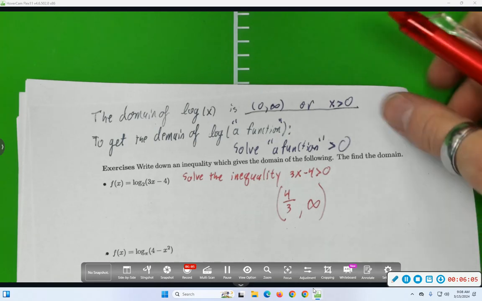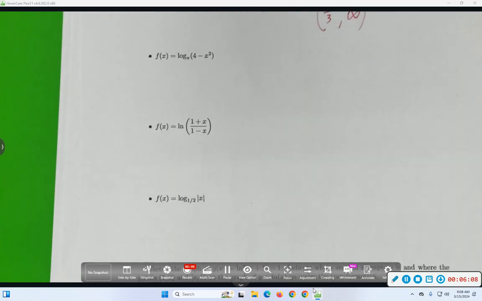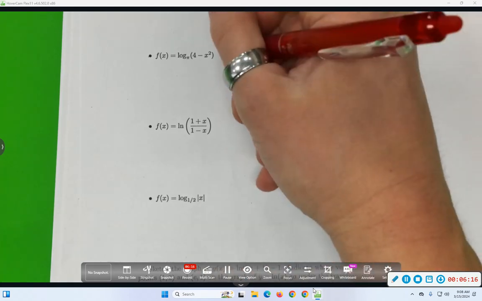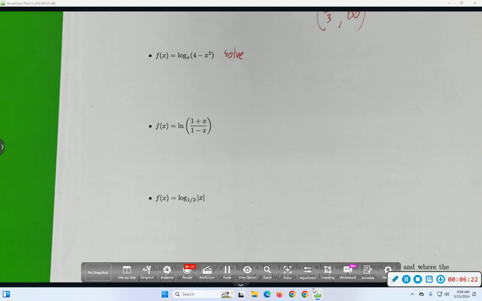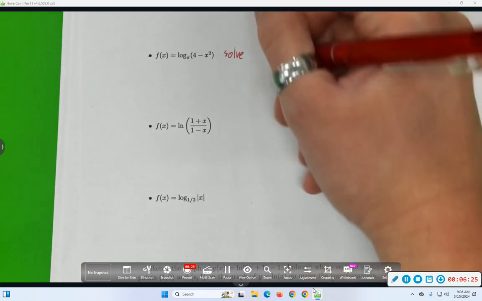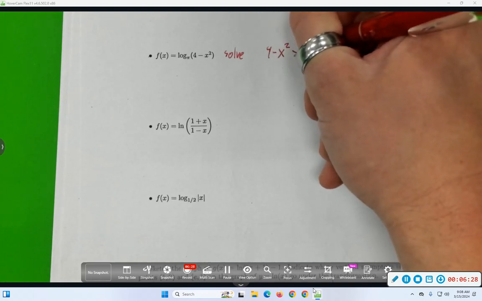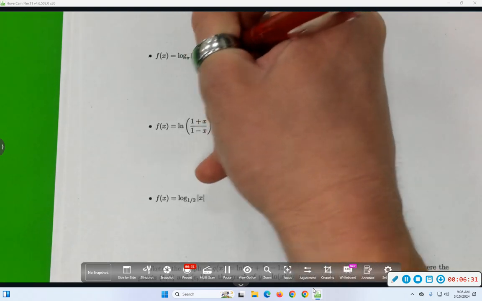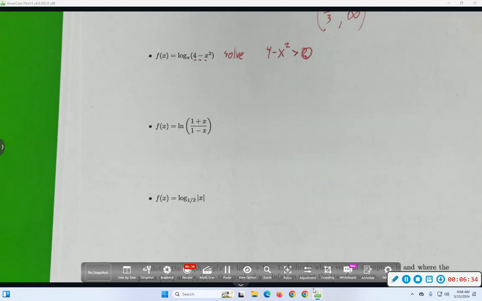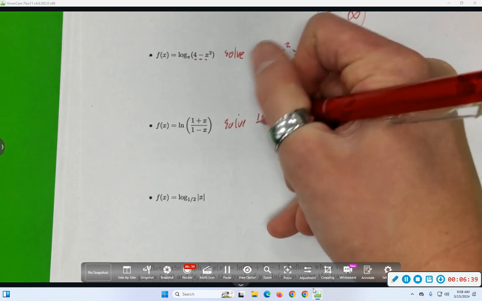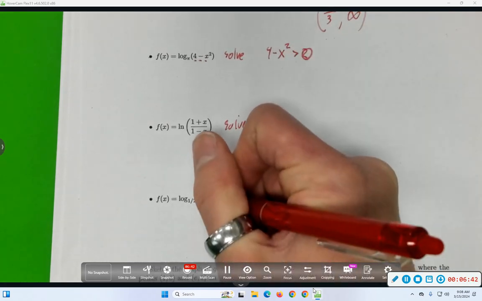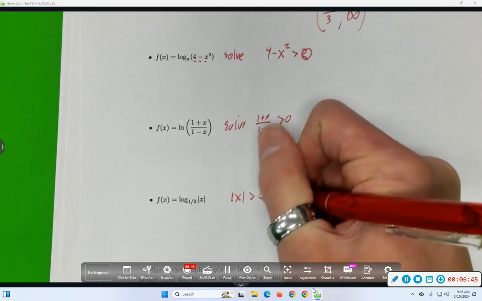So I see variety down here. Let's go through and we'll write down the inequalities we need to solve, and then we'll see what we want to do. If you want to find the domain of this, what inequality do you need to solve? 4 minus x squared greater than 0. Nice. Just whatever is in the parentheses needs to be positive. If you want to find the domain of this next one, you need to solve (1 plus x) over (1 minus x) bigger than 0. For this one, you need to solve absolute value of x bigger than 0.